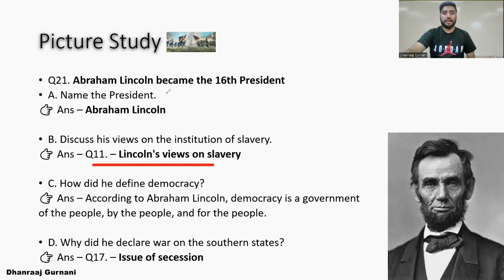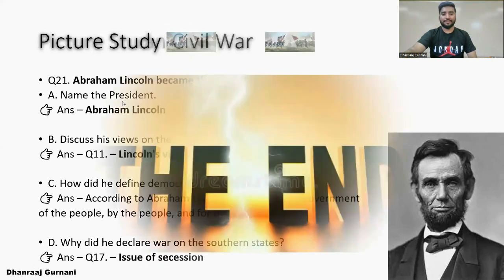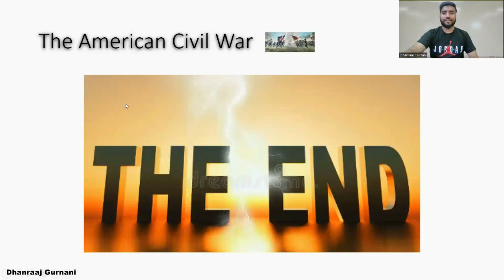Third one, how did Lincoln define democracy? According to Lincoln, democracy is a government of the people, by the people, and for the people. This was not there in the earlier part. Please make a note of this. And finally, why did he declare war on the southern states? He declared war on the southern states because of the issue of secession, already done in question number 17. This brings us to the end of the chapter.